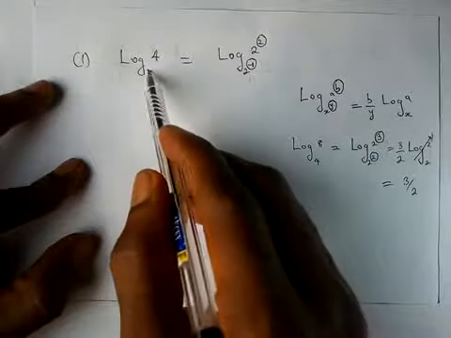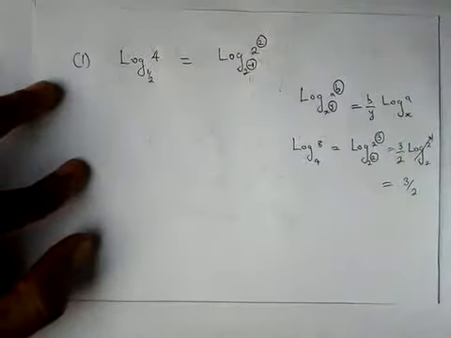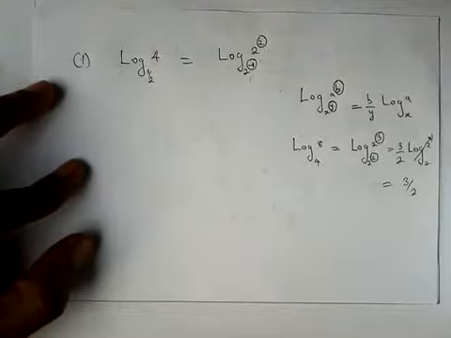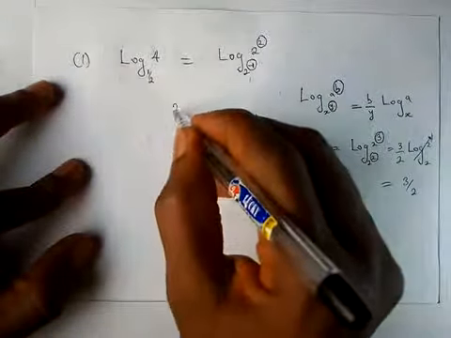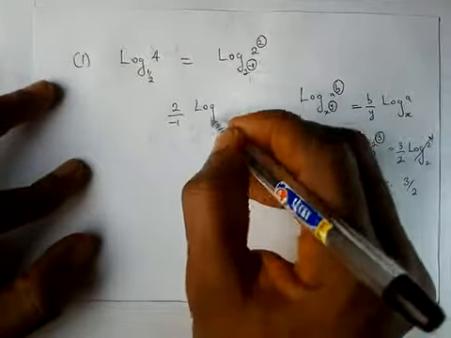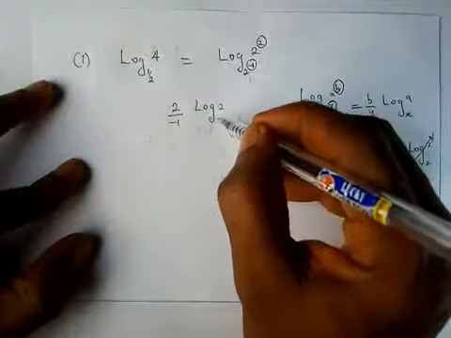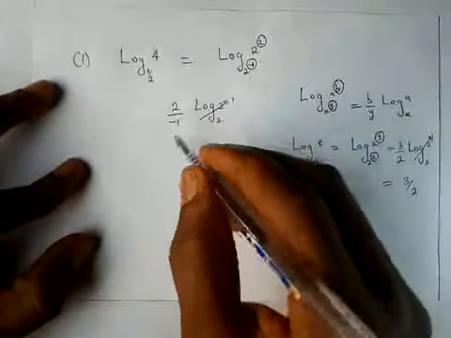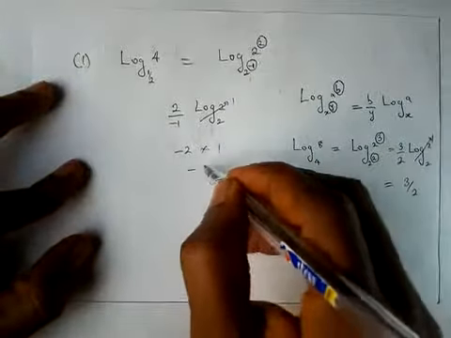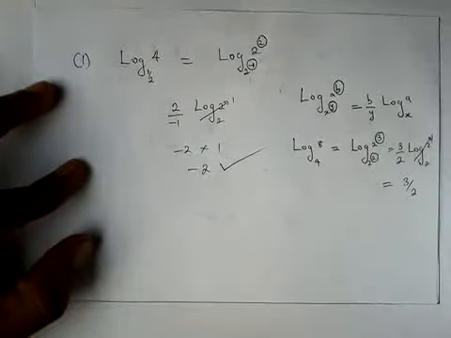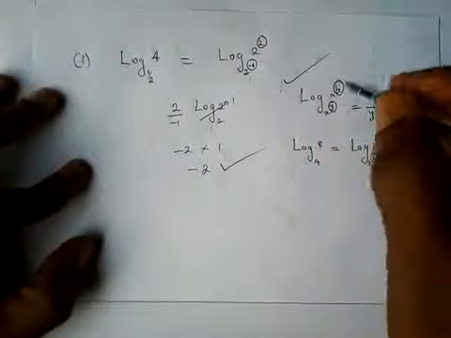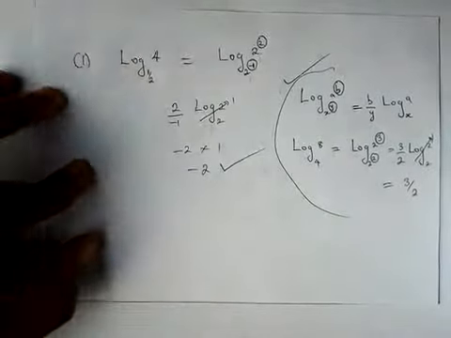Now apply the same thing here. 4 is 2 raised to power 2. 1 over 2 is 2 raised to power minus 1. So we take the ratio of powers, which is 2 over minus 1, times log 2 to base 2. Now this is 1, and minus 2 times 1 is minus 2. Very simple. We'll be using this law often. I think I skipped it in one of the numbers earlier, but nevertheless, this is the law, and you need to take note of that. So that's the first question.